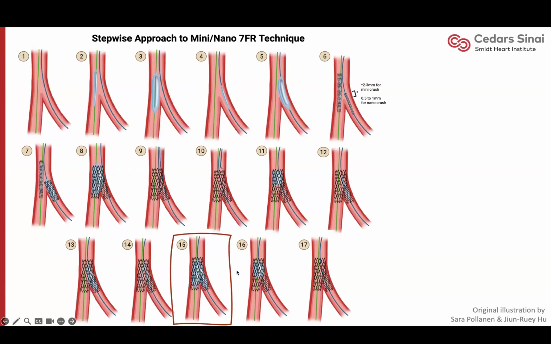Remember, when you go up on the kissing balloon inflation, you have to go up together. And so it helps for you and the other operator to count, 2, 4, 6, 8, 10, 12, such that you're doing a controlled inflation at the same time. An alternative technique is to use a Y-shaped connector and use a single indeflator to go up on both balloons at the same time.